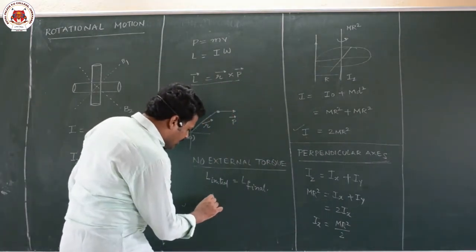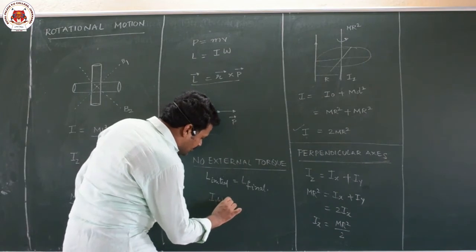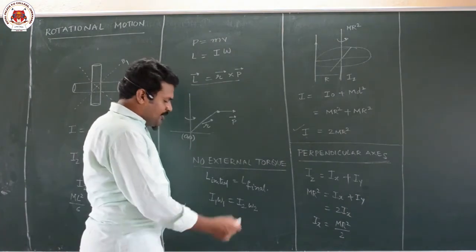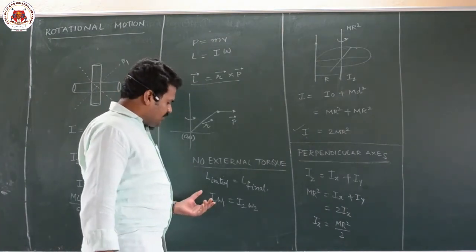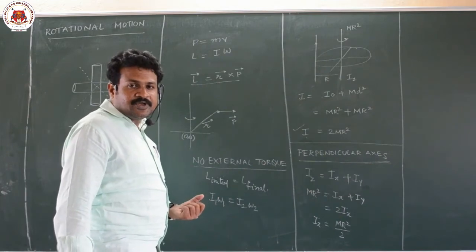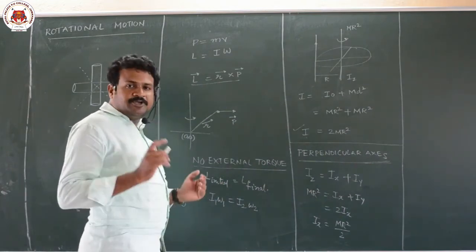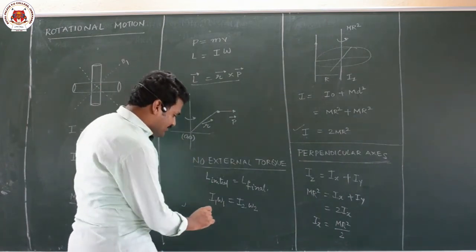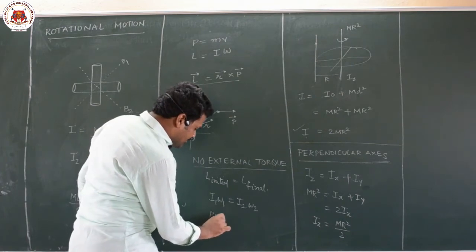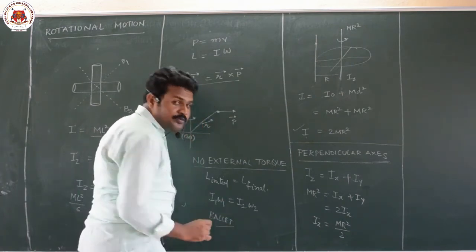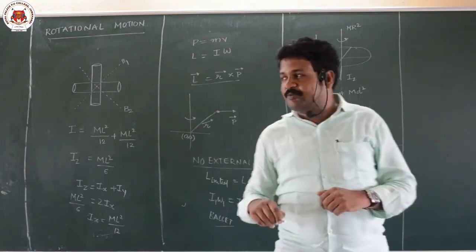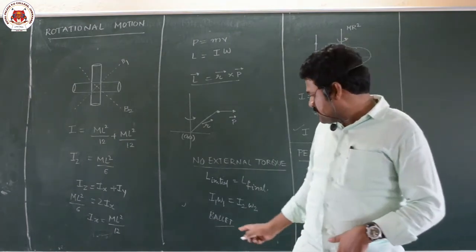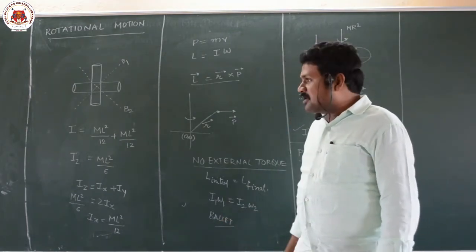That is, I1 omega 1 is equal to I2 omega 2. If you reduce moment of inertia, your angular frequency increases. That means if you want to make more rotations, you have to bring your mass together. A ballet dancer will fold her arms so that moment of inertia decreases, then she can make more revolutions. This is the condition of I1 omega 1.